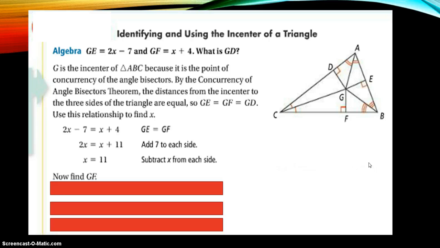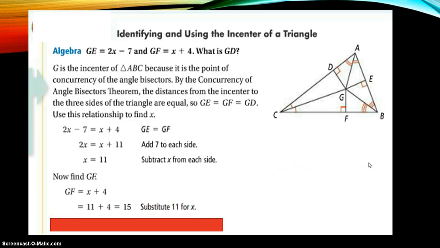So now I can find one of the two lengths, GF or GE. That's going to be the exact same thing as GD. So if I find, say, GF, I know my expression is x plus 4. So I'm going to take the value of 11 and add 4 to it to get 15. And since I know that GD and GF are the exact same thing, that means GD is equal to 15.